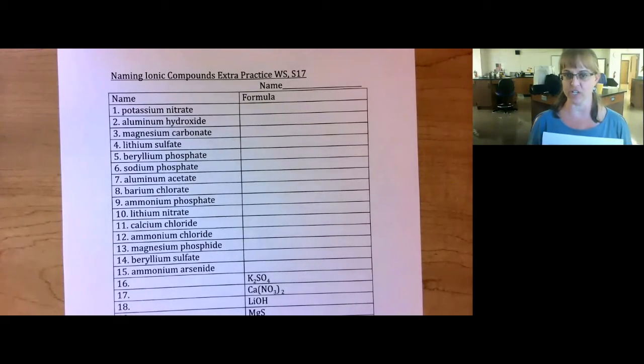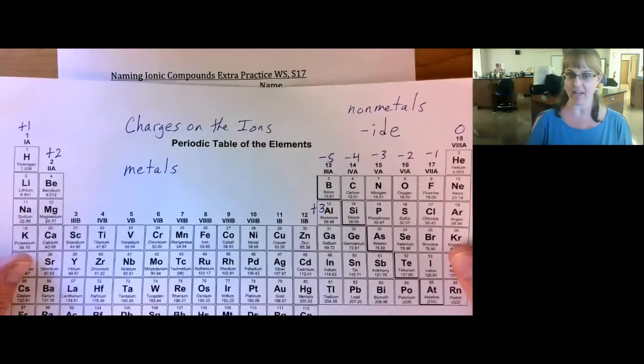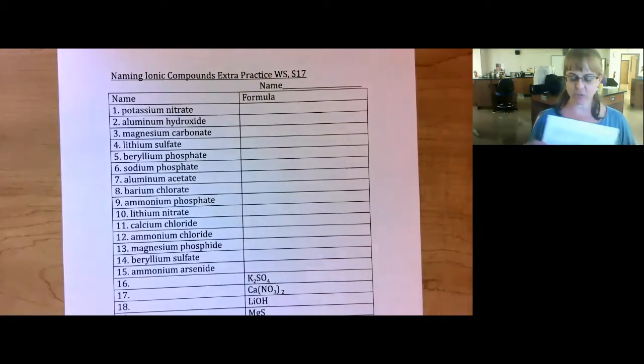When you do this worksheet, you will need a periodic table with the ions labeled, and you will need your reference table with the polyatomic ions, the very back page.